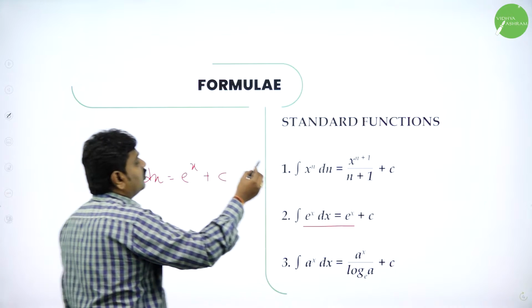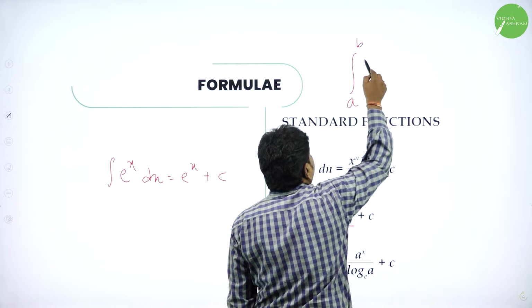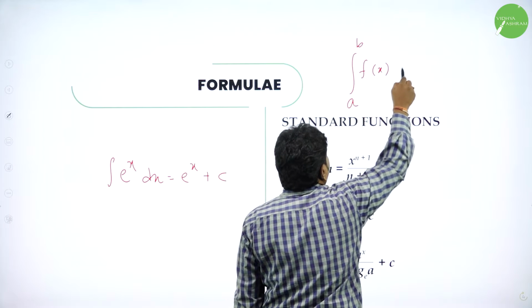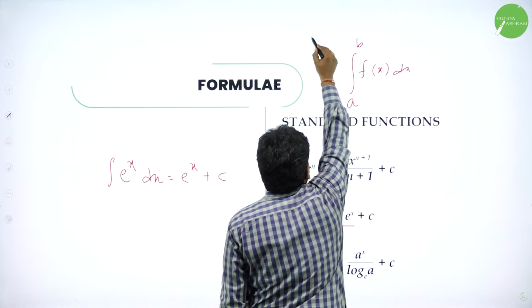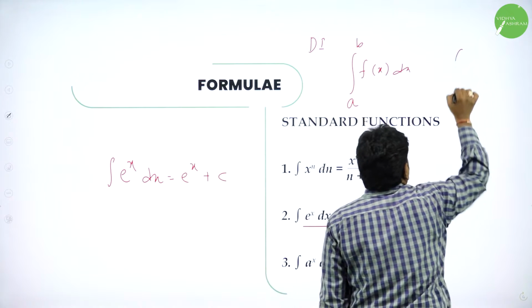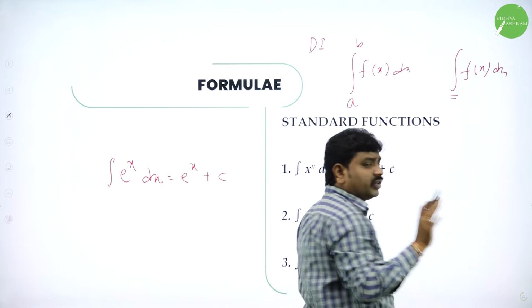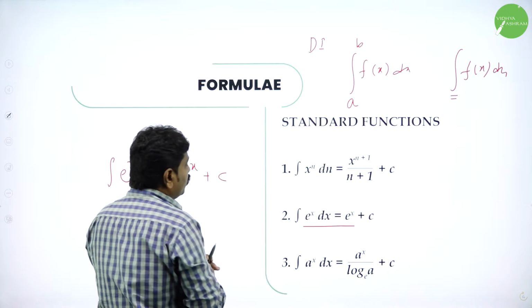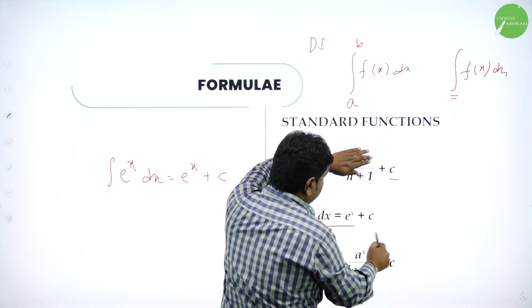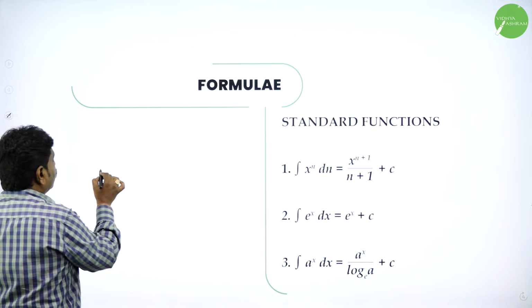Always see, my dear students, if I write integration a to b f of x dx, if I write limits a b, we call it as definite integrals. If I don't write like this, if I write just plain integration of f of x dx, we call it as indefinite. Now we are studying indefinite. So whenever you do indefinite, always we'll get plus c. Plus c is common. For every formula I should put plus c.